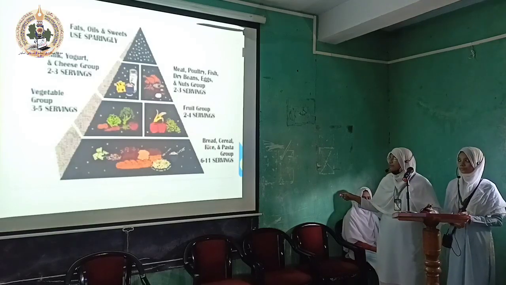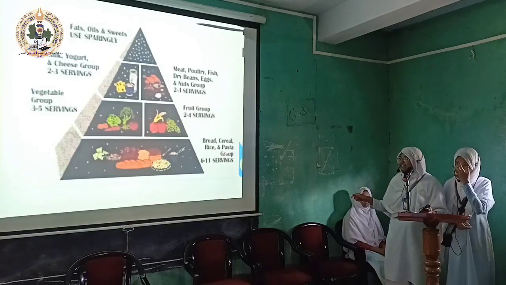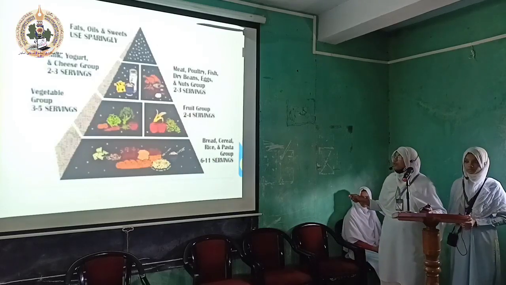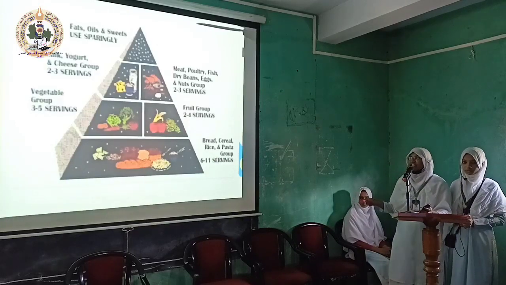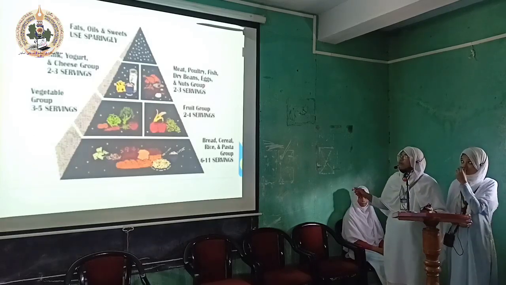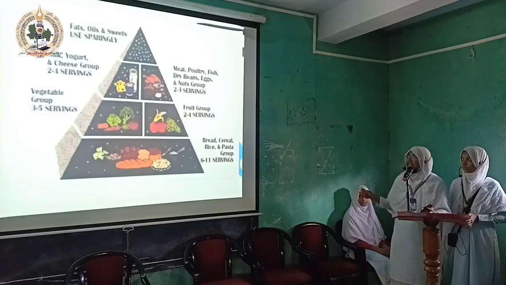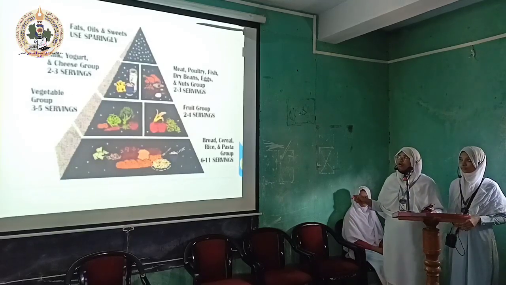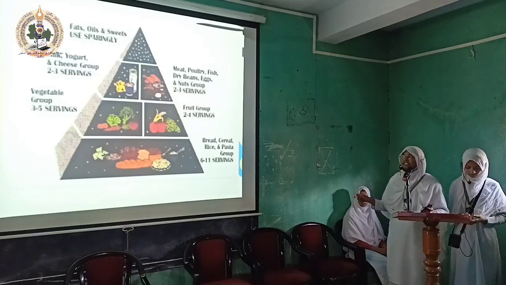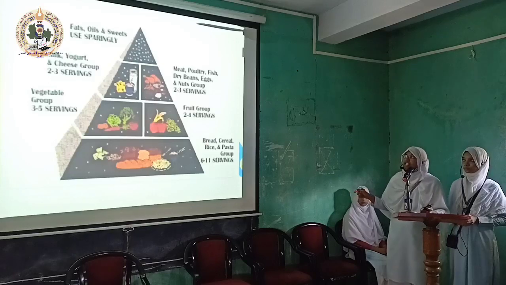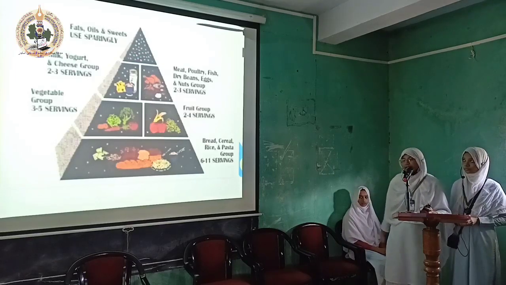First layer is the bread, cereal, rice and pasta group, 6 to 11 servings. Second layer is the fruit group, 2 to 4 servings, and the vegetable group, 3 to 5 servings. Third layer is the meat, poultry, fish, dry beans, eggs and nut group, 2 to 3 servings, and the milk, yogurt and cheese group, 2 to 3 servings. The fourth and last layer is fat, oil and sweets, to be used sparingly.